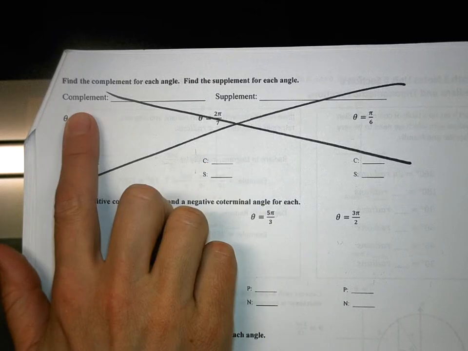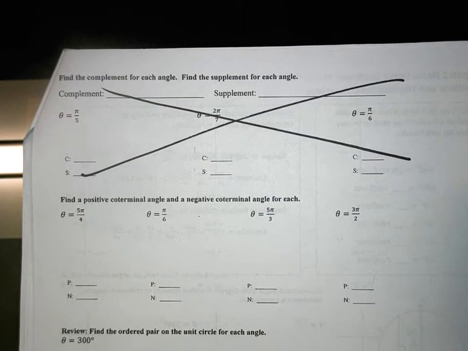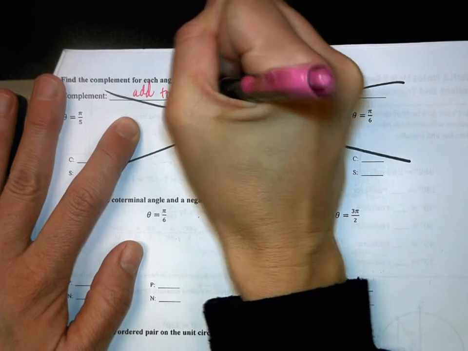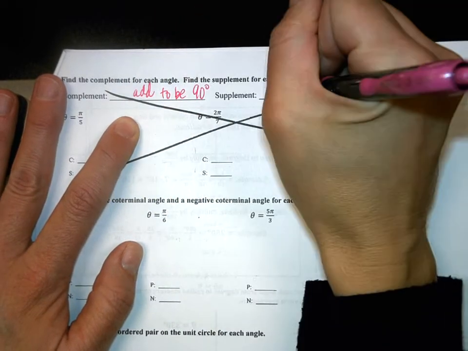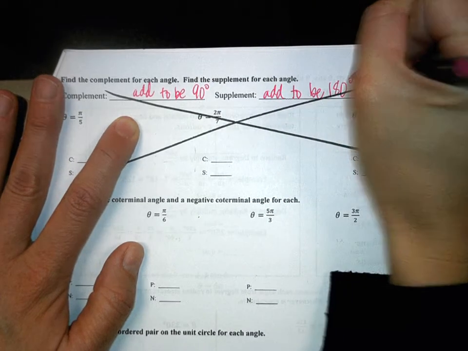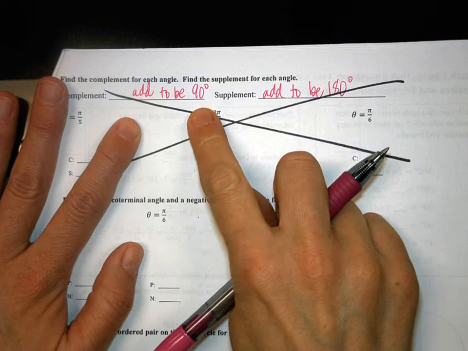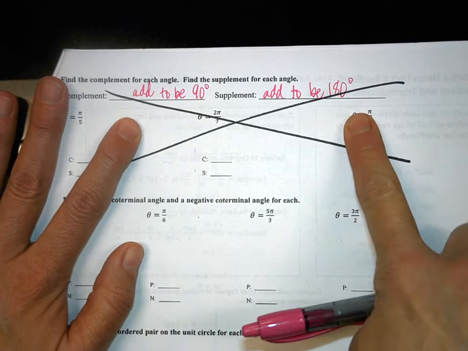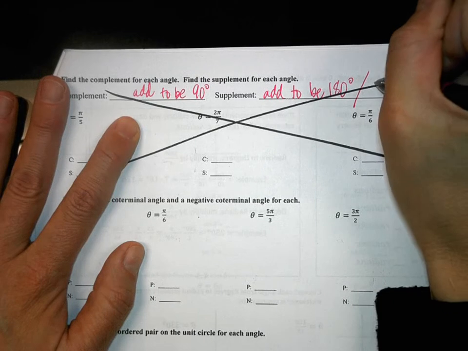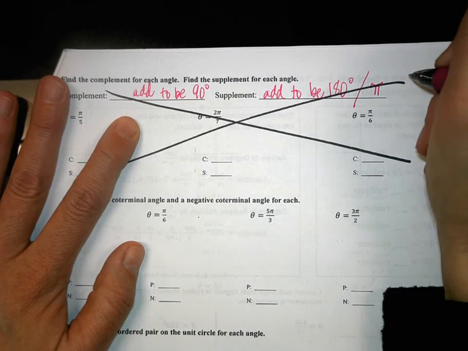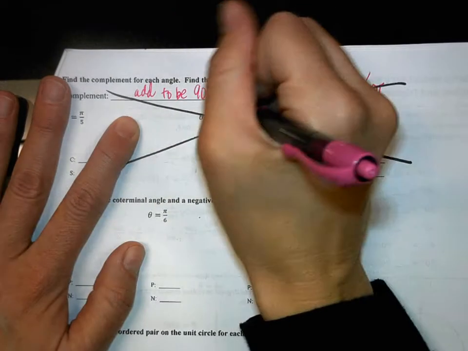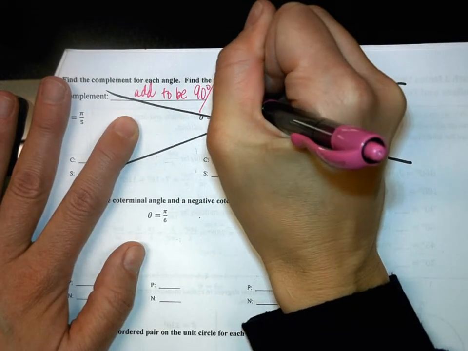Complement. When are angles complementary? 90 degrees. Very good. Add to be 90 degrees. Supplementary, add to be 180. And just for fun, in terms of radians, 180 is how much? 90. Wait, just kidding. That is just pi, right? Because a whole circle is 2 pi, and 90 would actually be half of that, which is pi over 2.